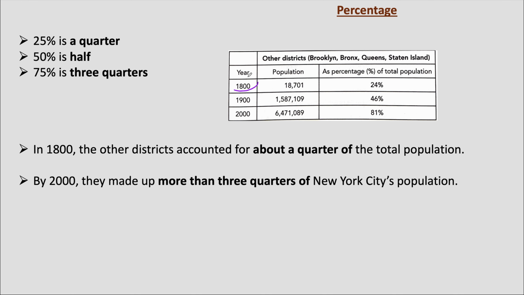We can also describe percentages using fractions. 25% for a quarter, 50% is half, and 75% is three quarters. Here in 1800, the figure is 24%, so we can write about a quarter. In 2000, it is 81%, so we can say more than three quarters. So we don't always need the exact numbers. We can use words like about, nearly, more than, and less than. The best approach is to sometimes use the exact percentages and sometimes use these expressions.